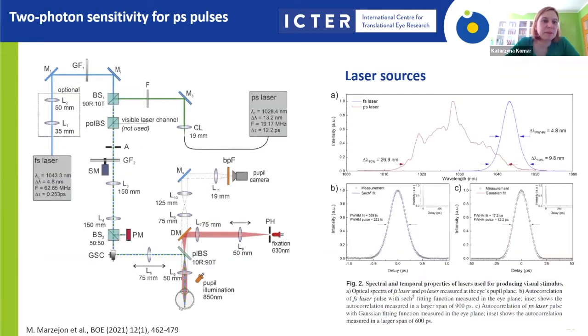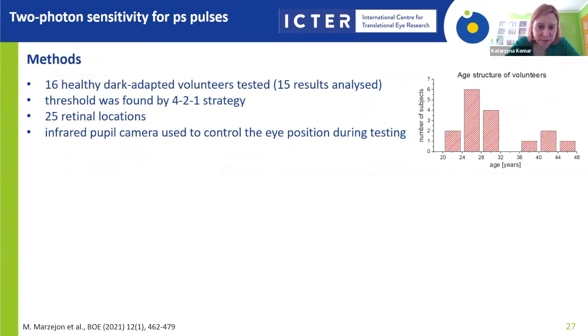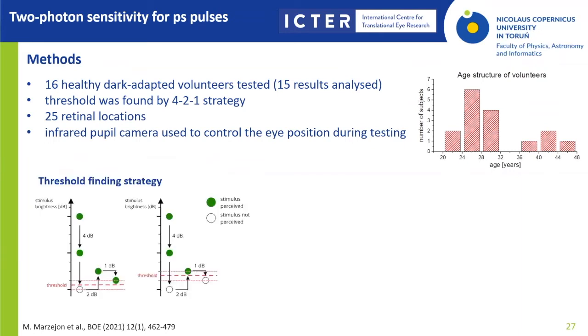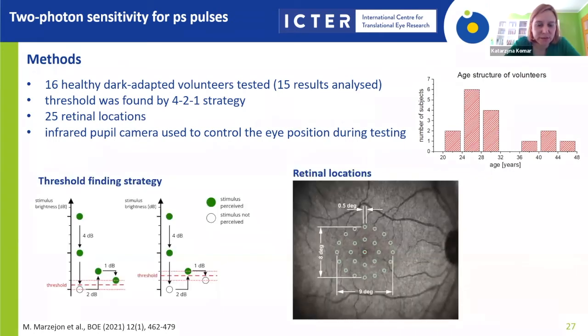And we published the paper about the usefulness of a picosecond laser, which has 20 megahertz repetition frequency and 12 picosecond pulse. And we compared the visual thresholds obtained with a femtosecond laser, which has 200 femtosecond pulses and 60 megahertz repetition frequency. We performed the measurements for 16 subjects, but 15 results. We used a similar strategy as in many conventional microperimeters, and we tested 25 retinal locations with these 2 lasers. Subjects were dark adapted and so on.